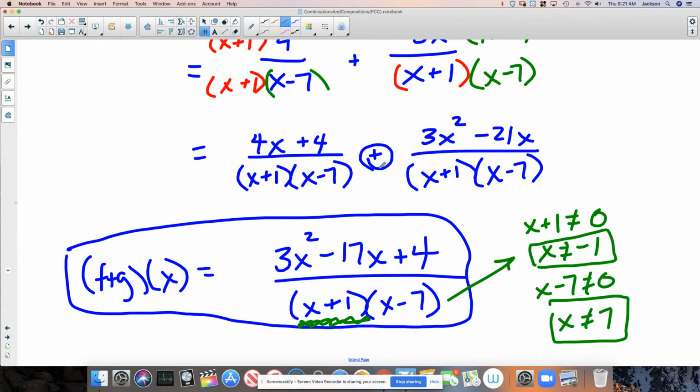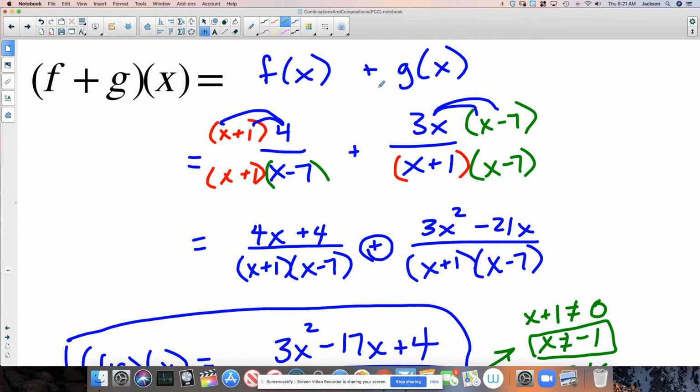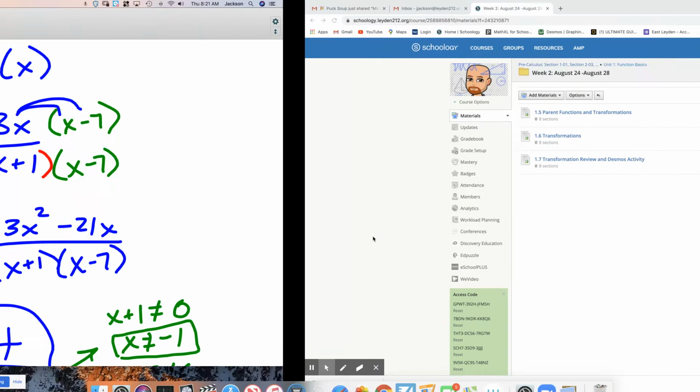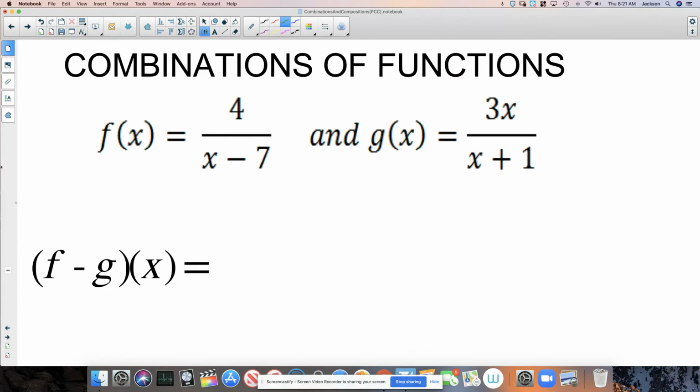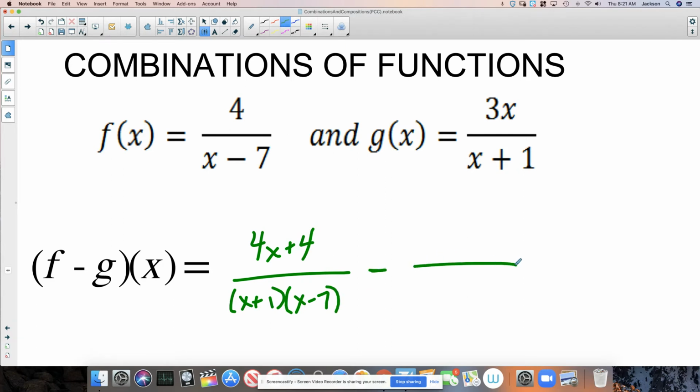I'm going to copy this right here as you see it, because everything up to this point, replace this with a minus, replace this with a minus, replace this with a minus. So if we do that, let's start this one here. 4x plus 4 over x plus 1, x minus 7, minus, over here it'd be 3x squared minus 21x, and then the same denominator on the bottom.